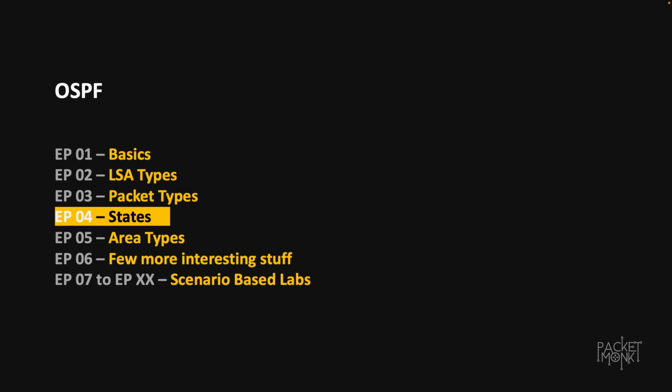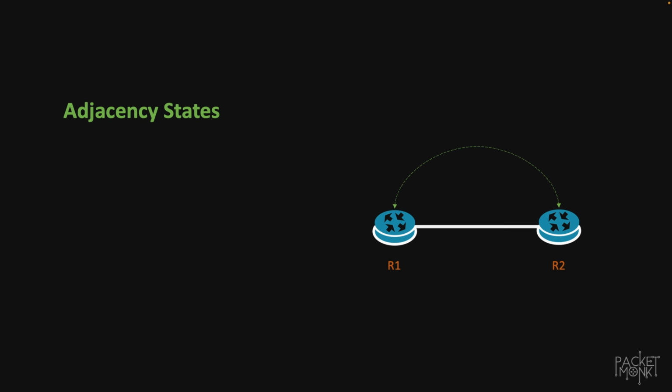Hello everyone, welcome back. This is the fourth video in the OSPF learning series, and today we are going to go through the different states in the OSPF adjacency process. When two routers form an OSPF neighborship, they transition through different states before establishing full adjacency with each other. The states are down, init, two-way, ExStart, exchange, loading, and full.